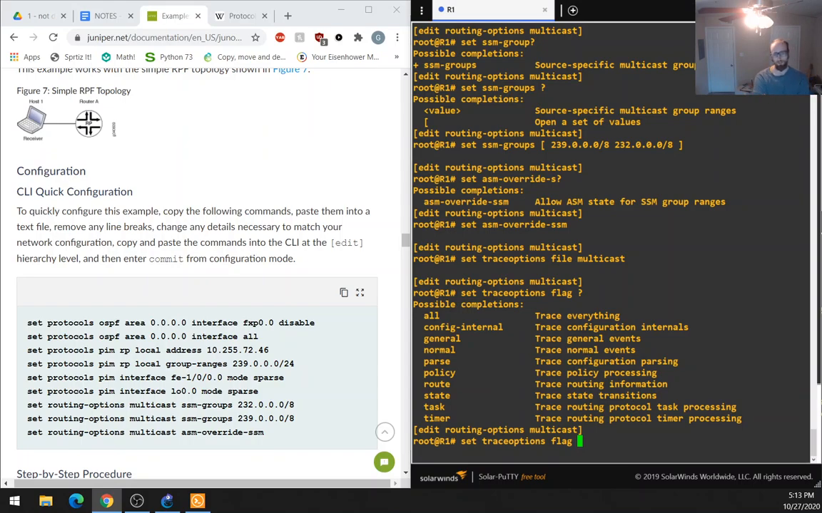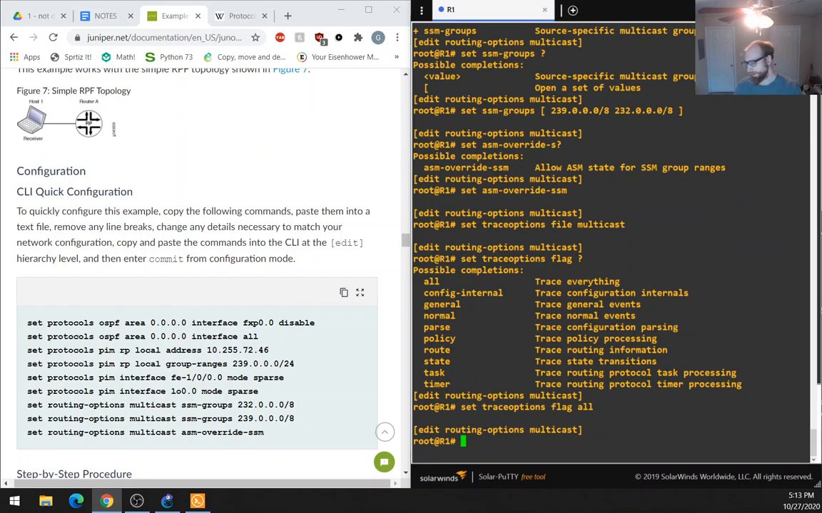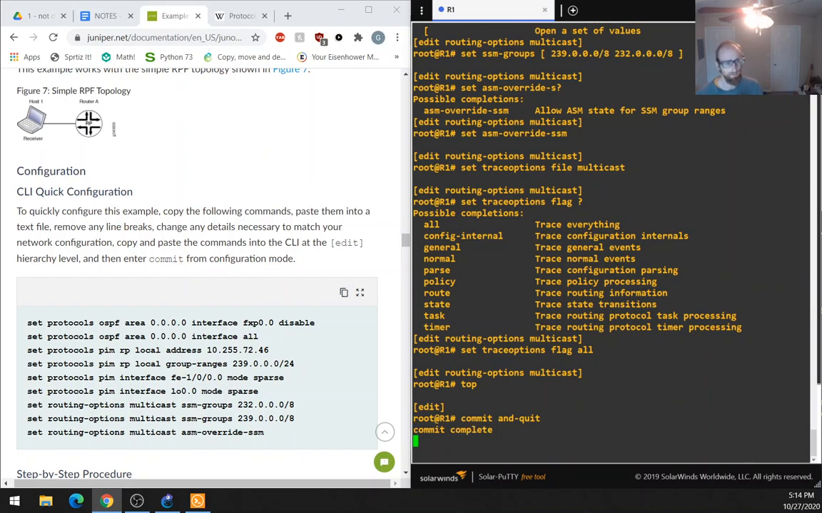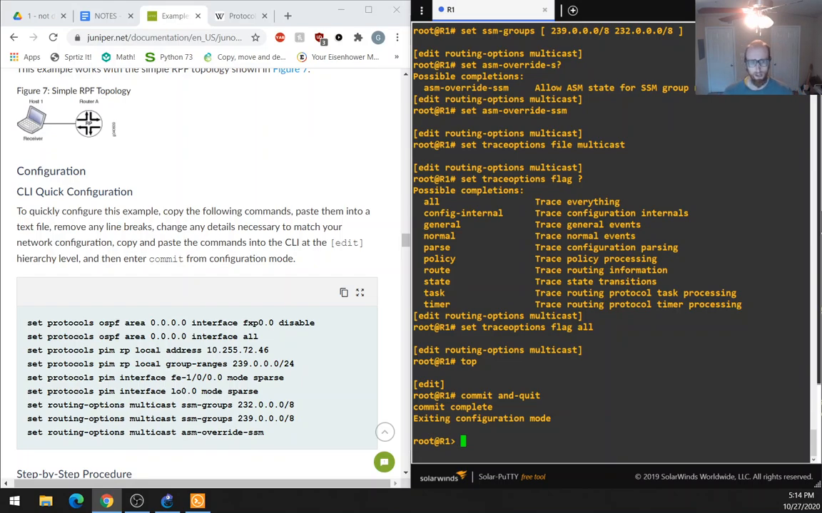Okay, let's see what sort of things we can trace. We can trace the configuration internals, general, normal, configuration parsing, policy processing, routing information, state transitions. That one looks interesting, but I usually don't find it too overwhelming to have them all going. It's all relevant to multicast anyway, and having some of that irrelevant information kind of gives you a better sense of what's working, how much work is happening. So it's not necessarily the worst thing in the world to enable all, because it's already filtered down to just being relevant to multicast anyways. Of course, it's better to be able to just see the things you're interested in, but at this point I don't know what I'm interested in.